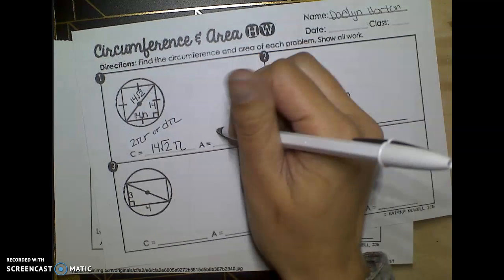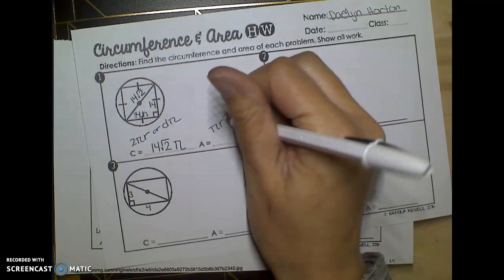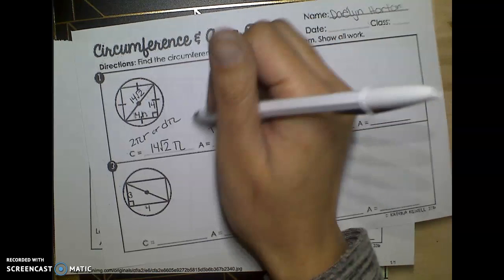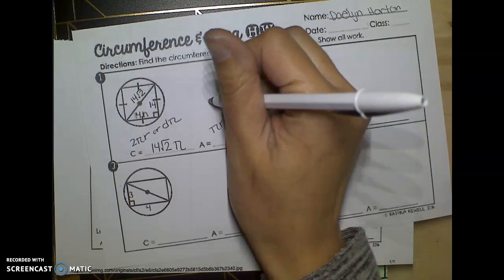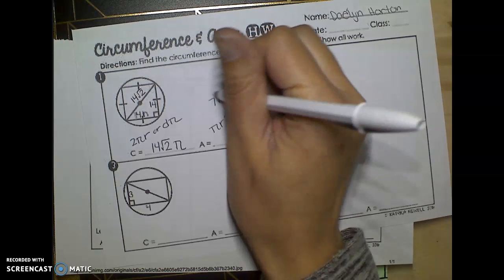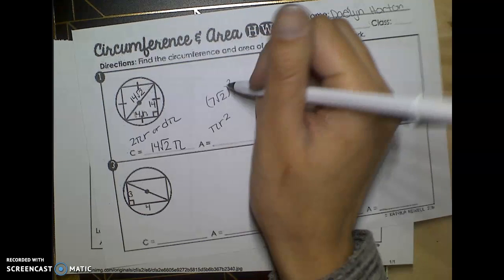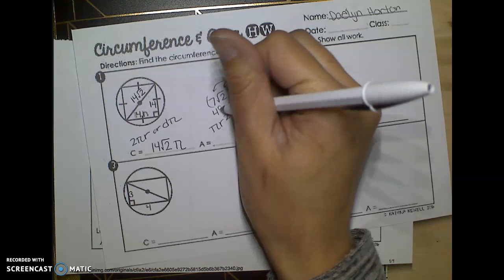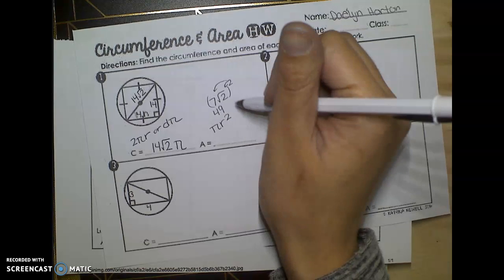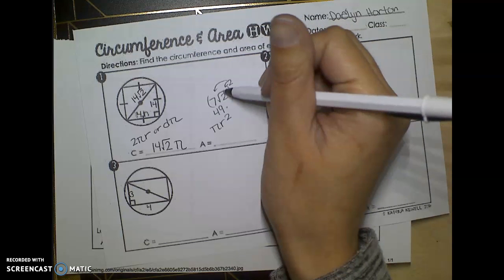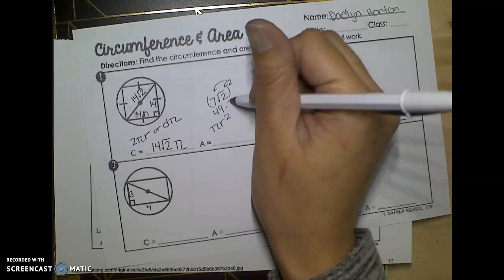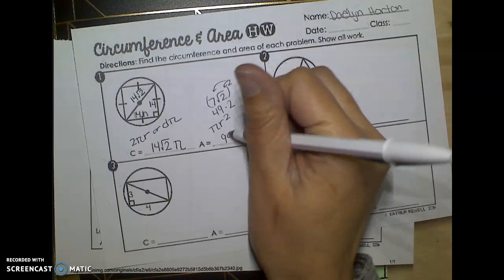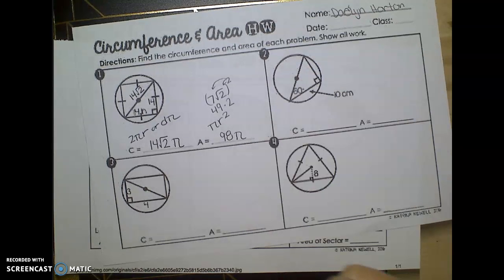We also wanted to find our area, which is pi r squared, and so I need my radius now, which is going to be half of that. So half of 14 root 2 is 7 root 2, and I need to square that, which really means we're going to square each thing right here. So we get 49, 7 times 7, times the square root of 2 squared, which is 2, and 2 times 49 is 98 pi. Okay?